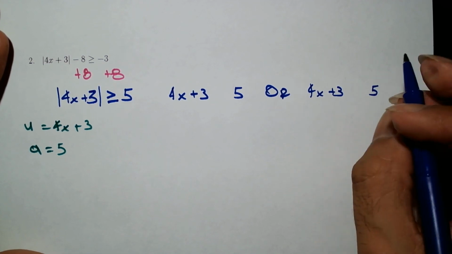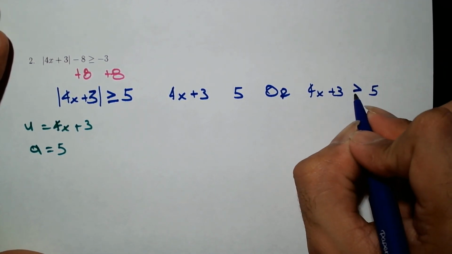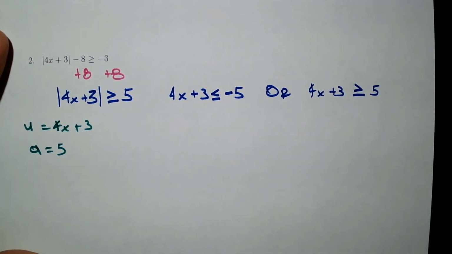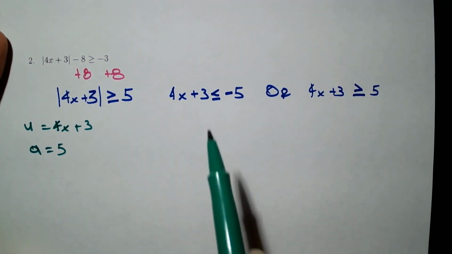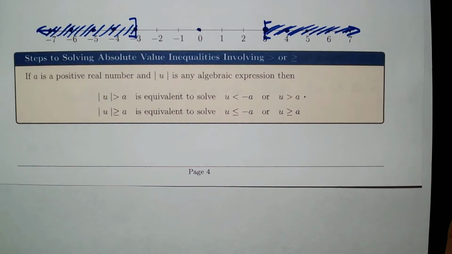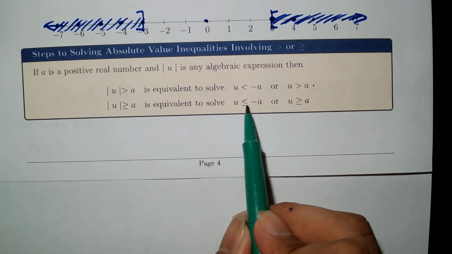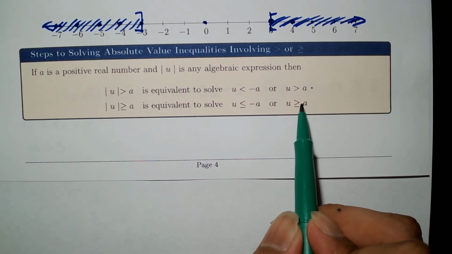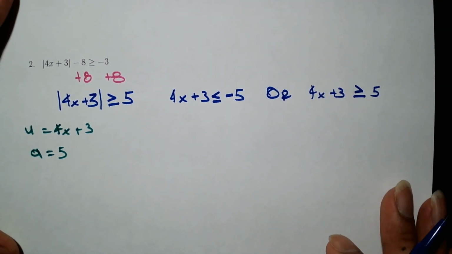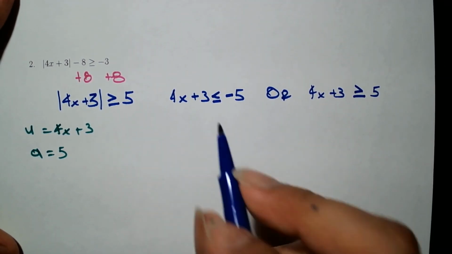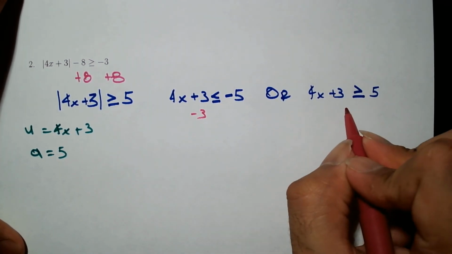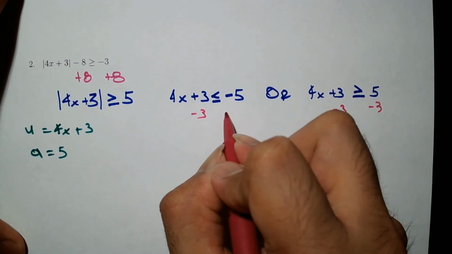In this case, we just go with the symbol greater than or equal to 5, but in this case, less than or equal to negative 5. Okay, negative. One case is negative, the other one is positive. Okay, let's recall that over here. This one is negative, the other case is positive. So let's solve each individual inequality by subtracting 3 from both sides of each.